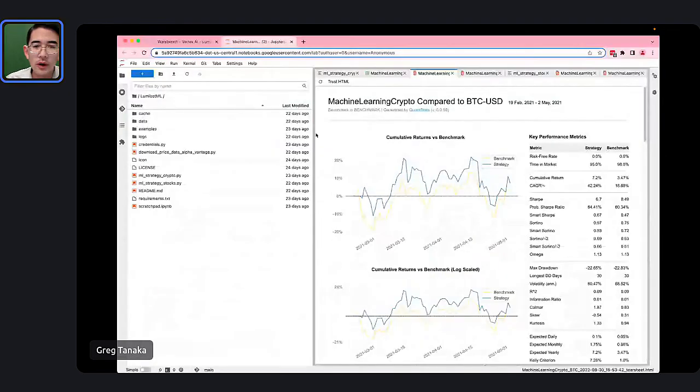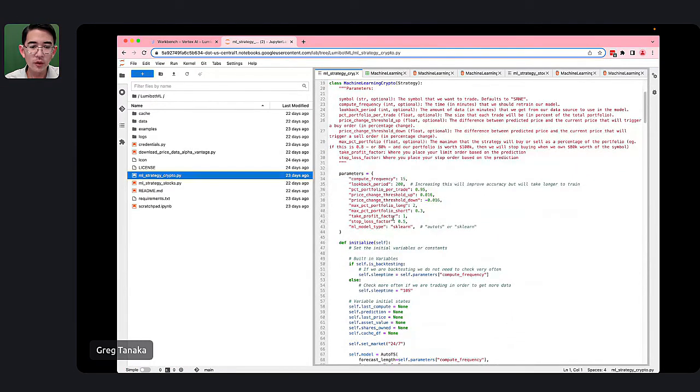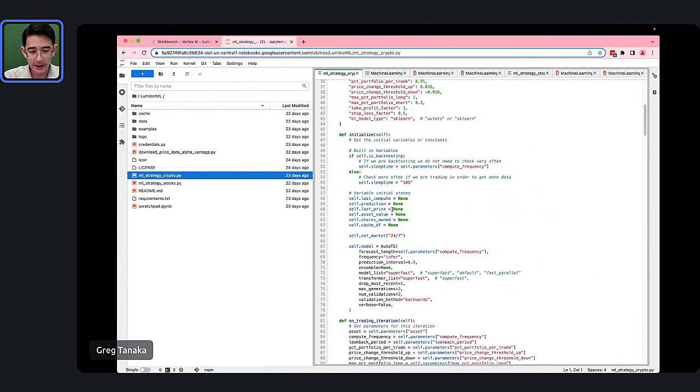Okay, so once you have your machine learning model fully baked, you can then use something called LumaBot. LumaBot is an open source platform, so you guys can use it. You can just import it into your program. And what you can do with this is use LumaBot to do backtesting, as well as paper trading, as well as real trading.